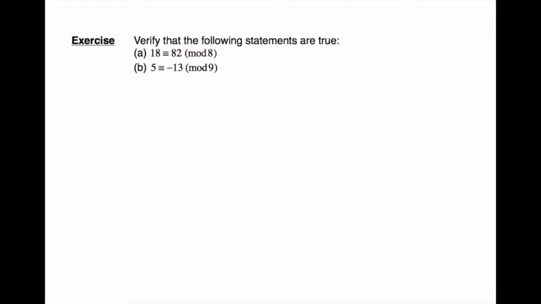So, in this exercise, we're going to divide and see that the remainder is indeed the same. For 18, 18 over 8 is 2 with a remainder of 2. What about 82? 82 divided by 8 is 10. So 82 can be written 10 times 8 plus 2. The remainder is a number between 0 and 7, and it is the same. So 18 is congruent to 82 modulo 8.